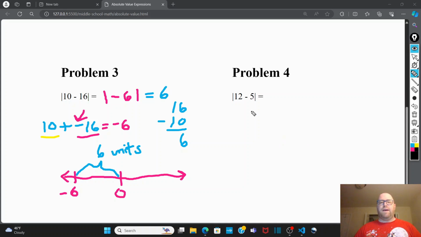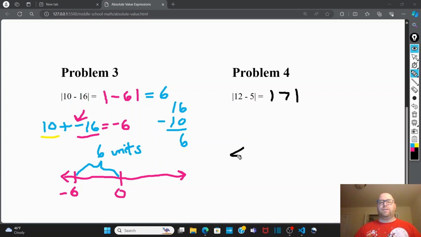Next one, we're going to evaluate the absolute value of 12 minus 5. Again, we're going to have to do the operation inside the absolute value sign. So we're going to do the subtraction of 5 from 12. 12 minus 5 is equal to 7. So we have the absolute value of 7.